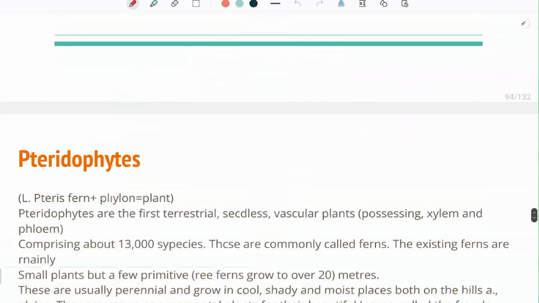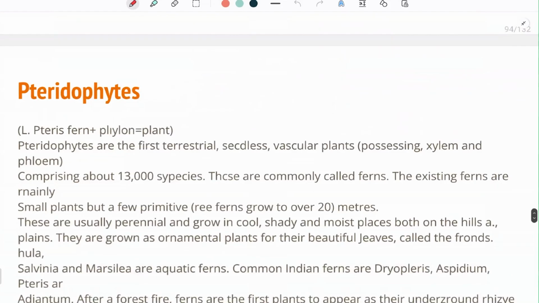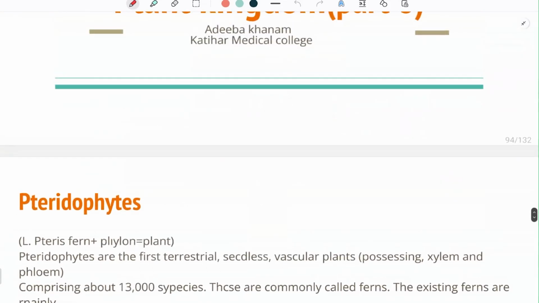If we see plant kingdom, there are five classes. First one is algae, second one is bryophyte, the third is pteridophyte, then gymnosperm, and then angiosperm. We know that. We are very well through it. Algae and bryophyte we have already covered in the previous sessions in great detail as well.